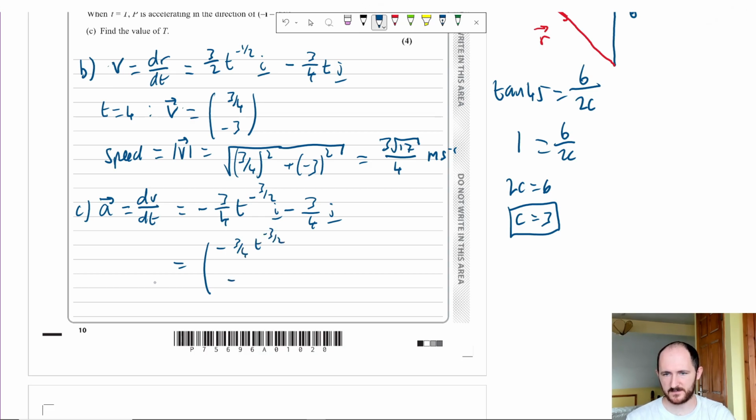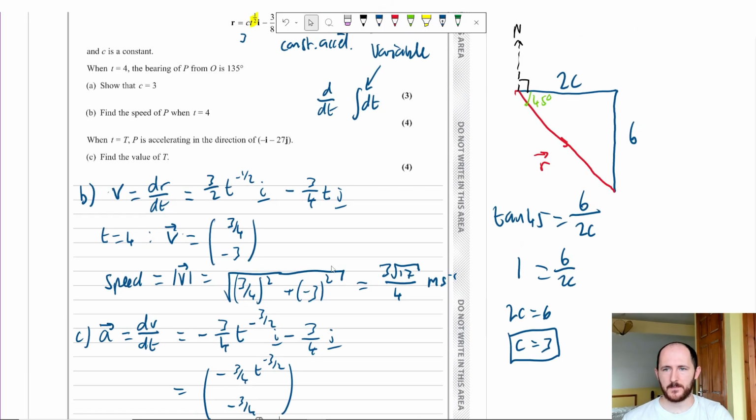Disgusting. You could also factorize out the 3 over 4 if you wanted to make it look a little nicer. That's something you can definitely do. And yeah, that's what we get. So, there are two things we can do here.